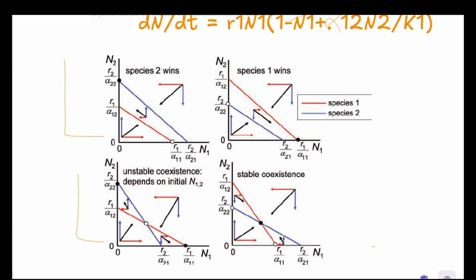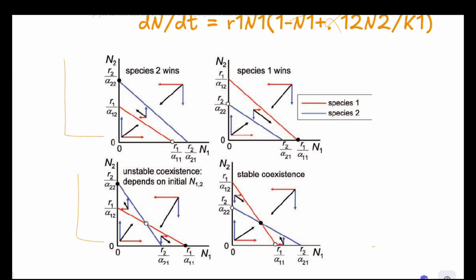Then unstable coexistence: in the bottom left we can see the isoclines cross, where which species wins depends on the initial population size. If species 1 starts with a high number, then species 1 will win, and if species 2 starts with a higher number, then species 2 will win. So this represents the priority effect.